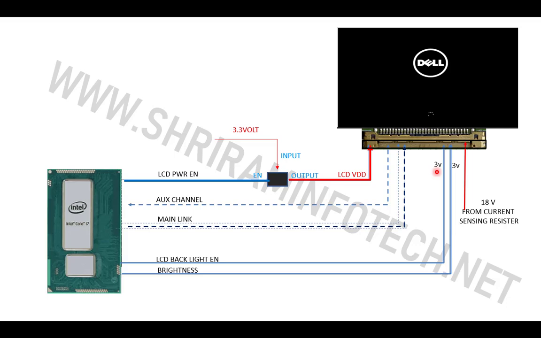Now, how to find the problem in the screen? Suppose these are the three signals: 18 volt, 3 volt and 3 volt. One is the brightness, another is enable. If any one of the signals is missing from this side, then in your laptop you will get a dim display. Now the second thing is, if this voltage is missing, then you won't get a display, or on some laptops you will get a white display problem.